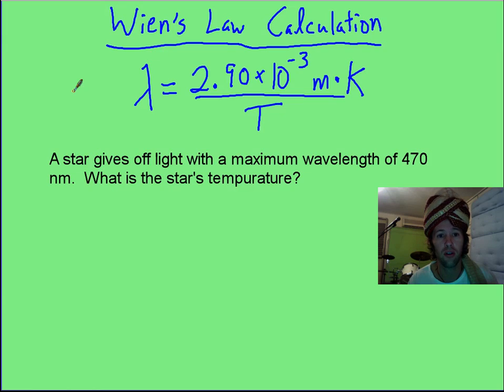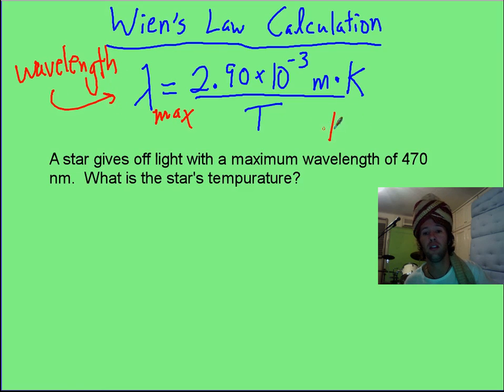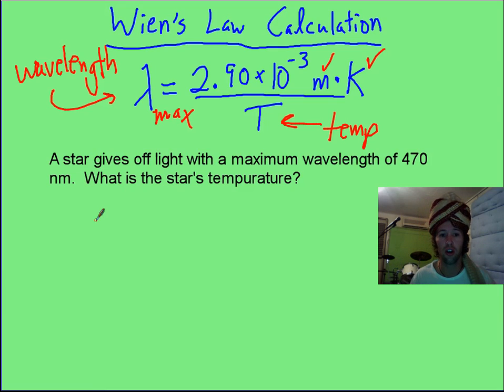Making a calculation with Wien's law is crazy easy. If you look in your IB Physics data booklet, you will have this equation, and this is the maximum wavelength, whatever wavelength the star is most awesome at radiating at, and this is the temperature. Clearly, it's going to be in Kelvin, because our units up here are meters and Kelvin. So take a minute, pause it, see if you can solve this problem.